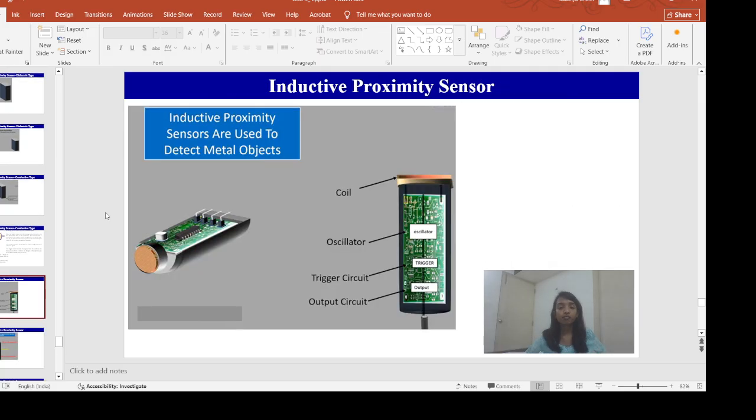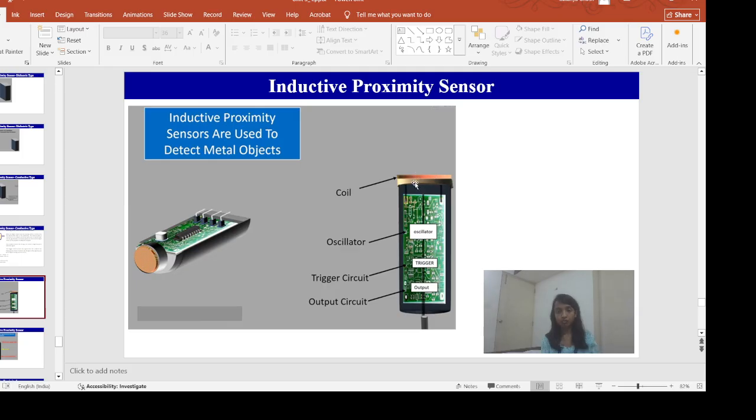The next type of proximity sensor is the inductive proximity sensor. In an inductive proximity sensor, we mainly use metal objects for detection. Let us look at the arrangement. We have a coil here at the top of this sensor, and when this coil receives an AC signal, it will generate the electromagnetic field.